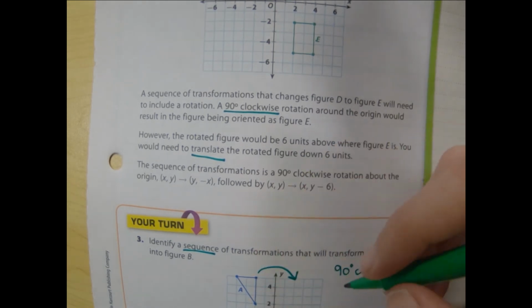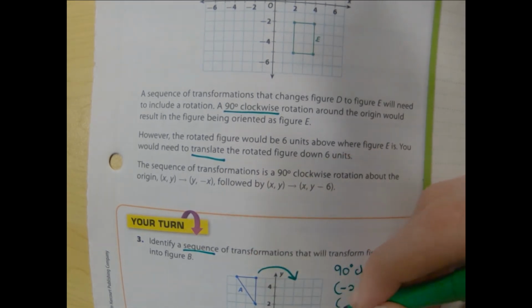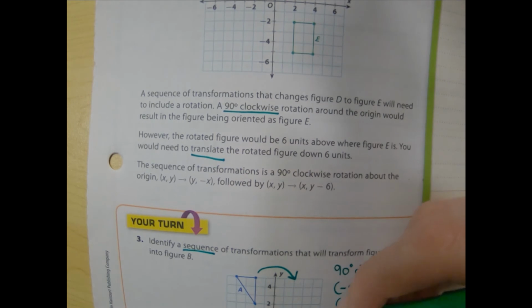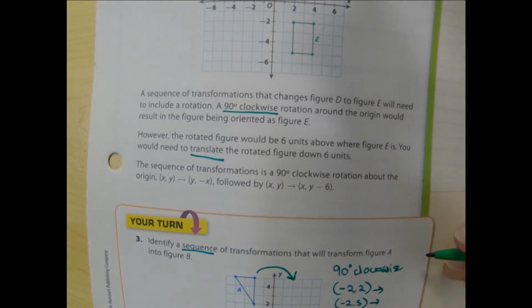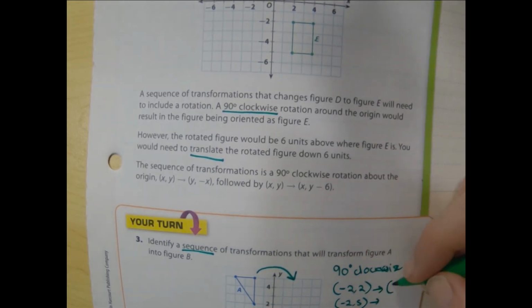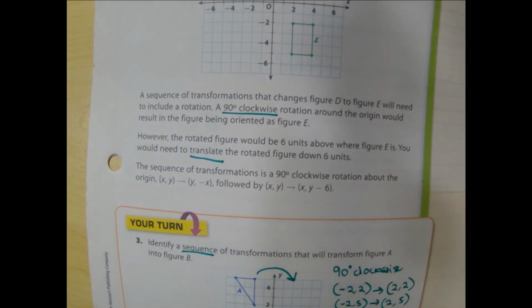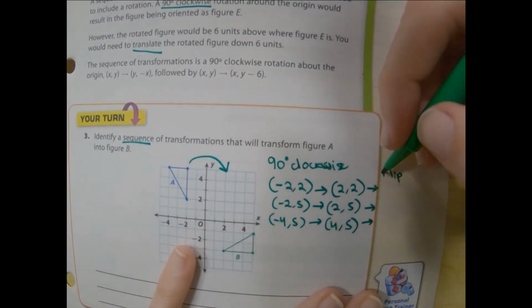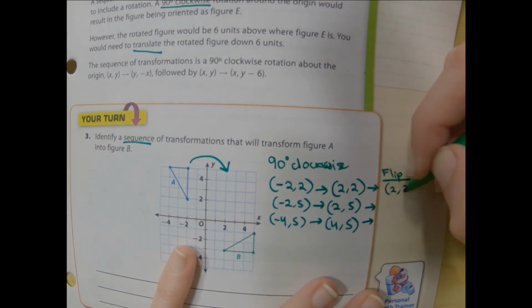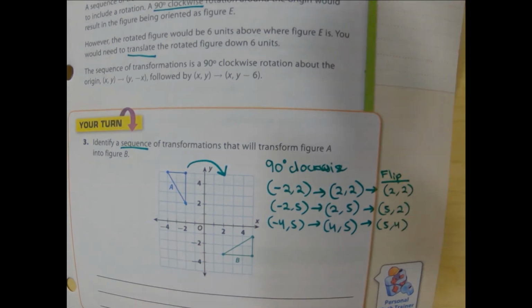So I'll use all of these coordinates. Let's see. Right now I have -2, 2. I have -2, 5. And I have -4, 5. So I'm going to multiply all of my x's by -1, which would get me 2, 2. -2 times -1 is 2, 5. -4 times -1 is 4, 5. But I also now, if you remember, need to flip. These are the rules, right? So I'll flip this coordinate to be 5, 2, and this one to 5, 4.